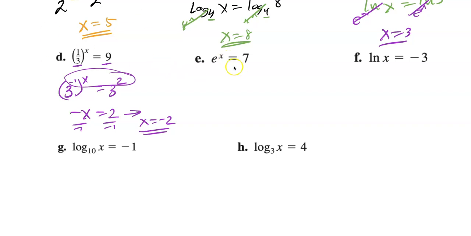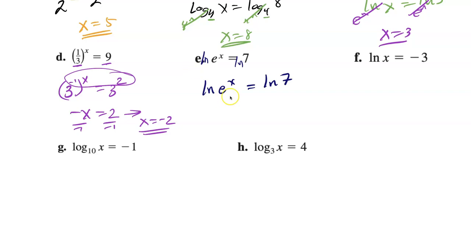Here we go. e to the x equals 7. So there's no way to solve it; you can't get the same base here. What we can do, anytime we have an e to the x, the way you cancel out an e is you take the natural log of both sides. So we're going to take the natural log of both sides. It's going to look like this. Natural log of e to the x equals natural log of 7.